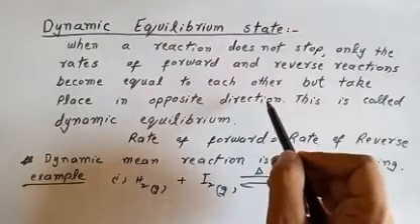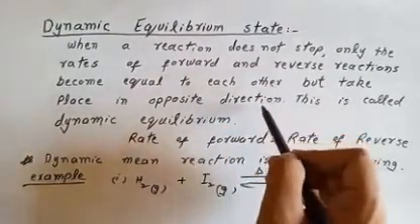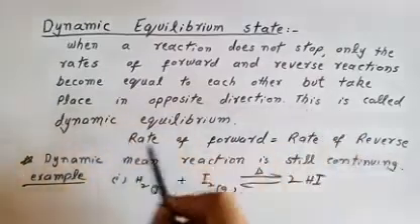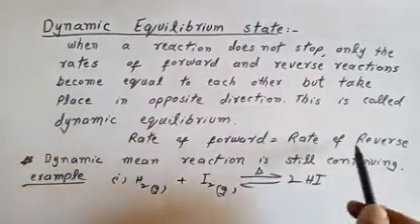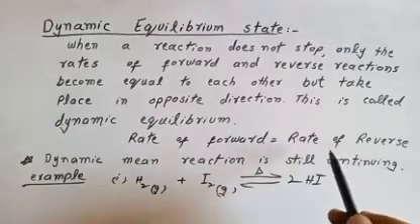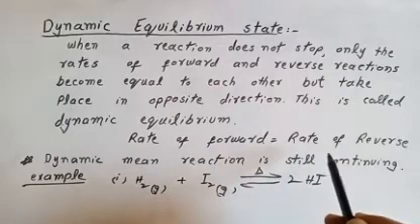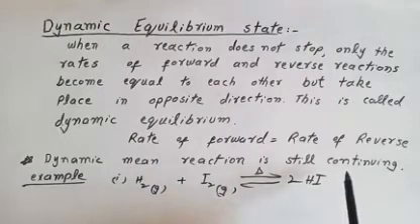This is very simple and very easy. I have already told you in a previous lecture about the forward and reverse reaction. This is related to that. So in dynamic equilibrium, the rate of forward reaction is equal to the rate of reverse reaction. Dynamic means the reaction is still continuing, still moving, and still taking place.